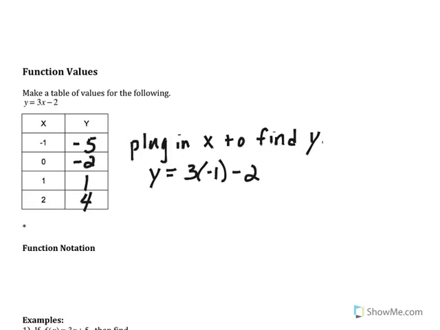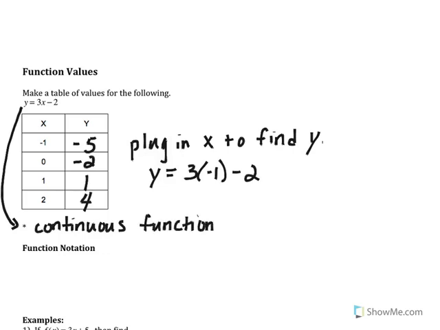This is something called a continuous function. So the table is just a set of points that you would then connect with a line. So the line is the continuous function rather than what's called a discrete set of points, which we looked at in the previous notes.